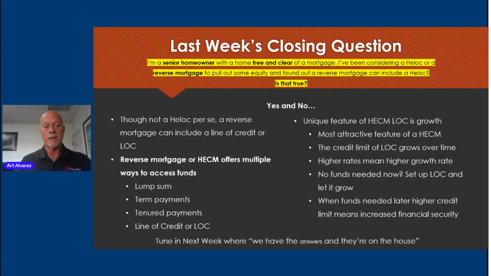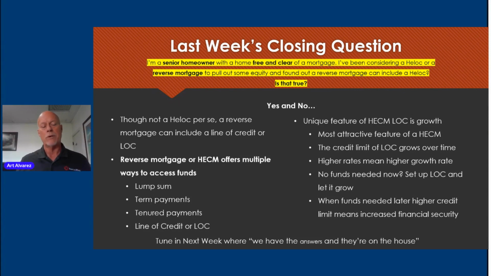If you get a HELOC, your credit limit on the HELOC doesn't automatically just grow over time. It remains static. So as you start to use that HELOC, you could bump up against the limit and then you can't draw anymore. With a HECM line of credit, the initial limit is established based on whatever remaining portion is available after you've chosen the other access options. And then that limit over time grows.